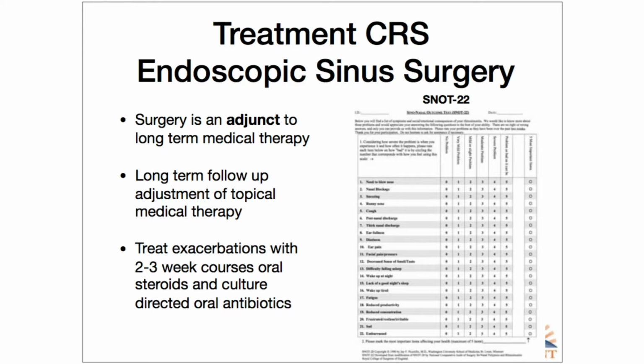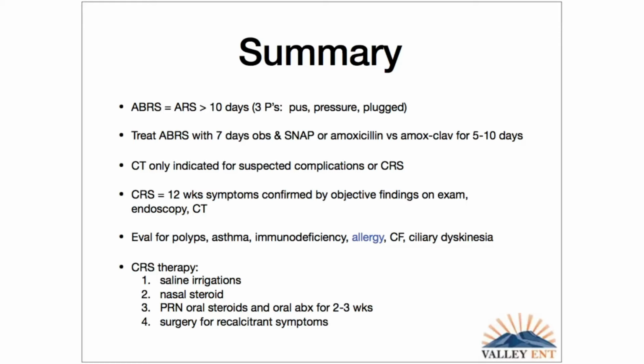So, summary, these are the take-home points. Acute bacterial rhinosinusitis is an acute rhinosinusitis that's greater than 10 days. The patients need to have mucopurulent discharge to get diagnosed with sinusitis. You can't diagnose without it. Treat acute bacterial sinusitis with 7 days of observation or a SNAP, or amoxiclav or amoxicillin for 5 to 10 days. CT is only indicated for suspected complications of acute sinusitis, or for diagnosing chronic sinusitis, or in the recurrent acute sinusitis population.